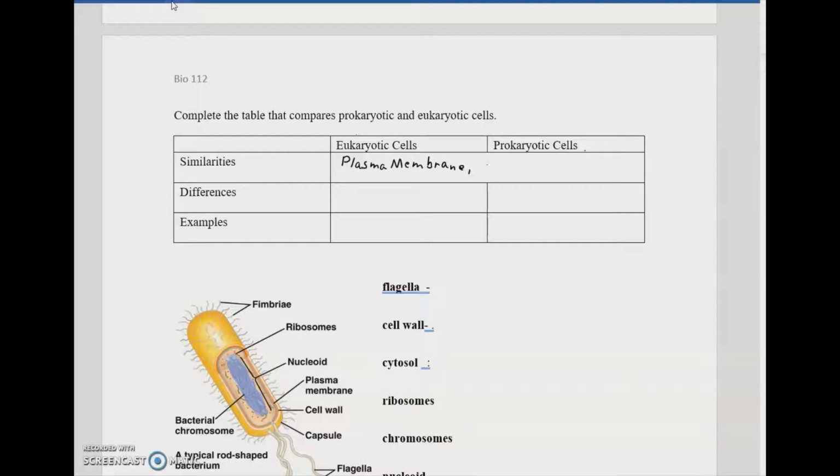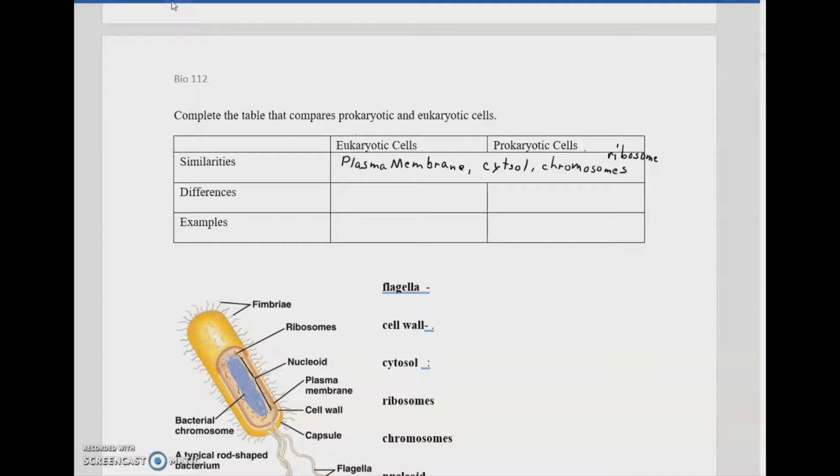They all have cytosol, which is a thick liquid inside that membrane. They all have to have chromosomes because they have to be able to pass on genetic information reliably. And they have ribosomes. I don't have room to put ribosomes. We'll put them up here. Ribosomes are what's going to make proteins, the manufacturing hub of the cell.